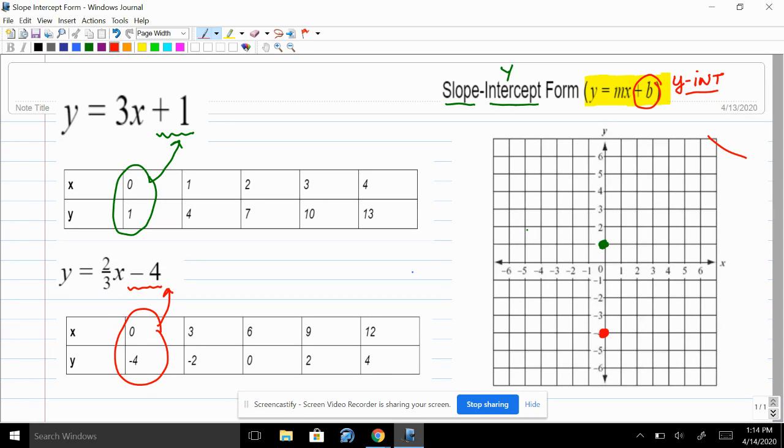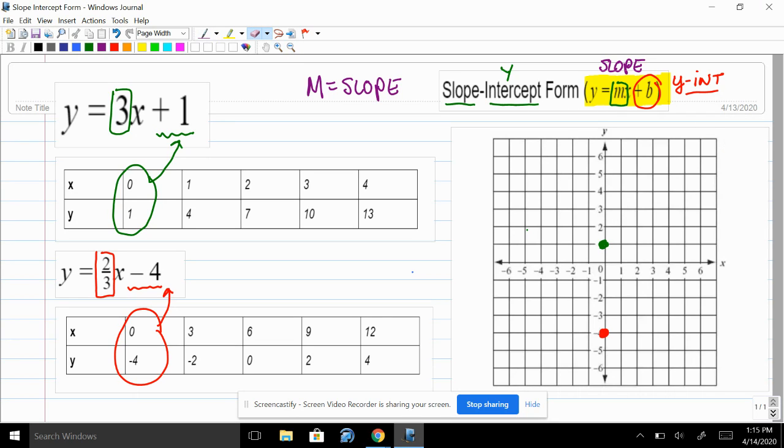Now, the other number in the problem, which is your m, which here is 3, and down here is 2 over 3, your m stands for your slope. So m stands for slope. Why they picked m to represent slope, I do not know, but I can tell you this. They didn't pick s because s would look too close to the number 5. So I'm not sure why they went with m, but it is what it is.